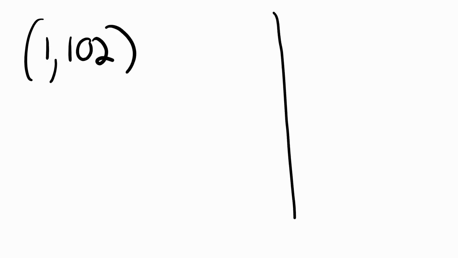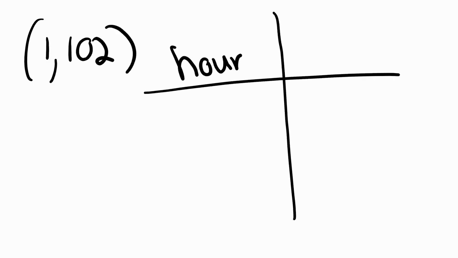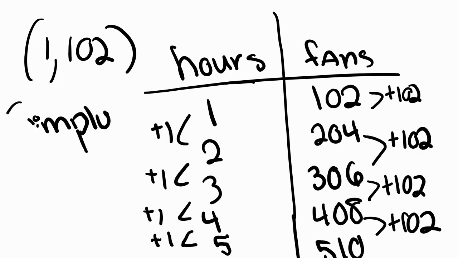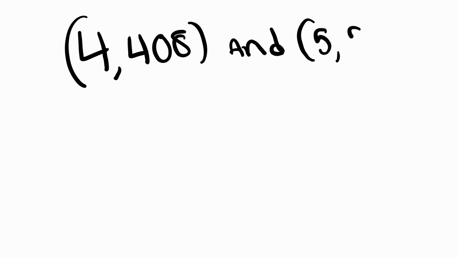For the table, you have to put this into fraction form. The fractions would be 102 over 1, 204 over 2, 306 over 3, 408 over 4, 510 over 5. If you simplified all of them, you would get 102 over 1.